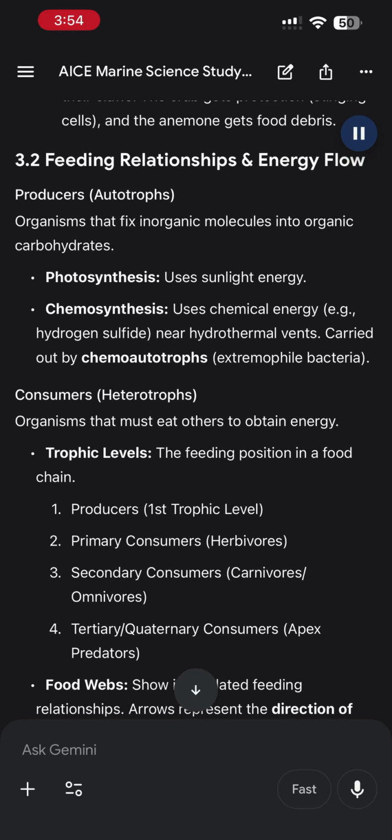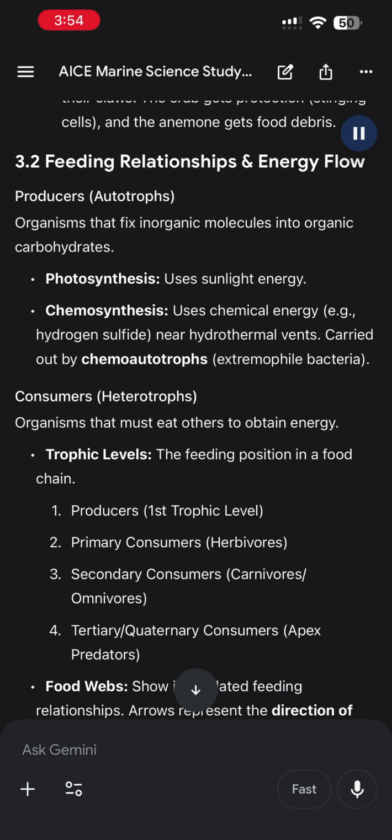3.2 Feeding relationships and energy flow. Producers, autotrophs, organisms that fix inorganic molecules into organic carbohydrates. Photosynthesis, uses sunlight energy: 6CO2 + 6H2O → (light/chlorophyll) C6H12O6 + 6O2. Chemosynthesis, uses chemical energy, e.g., hydrogen sulfide, near hydrothermal vents, carried out by chemoautotrophs, extremophile bacteria.